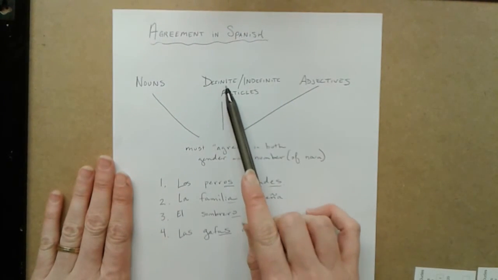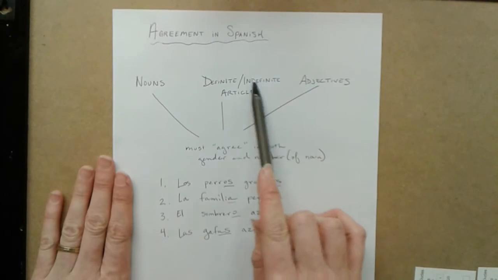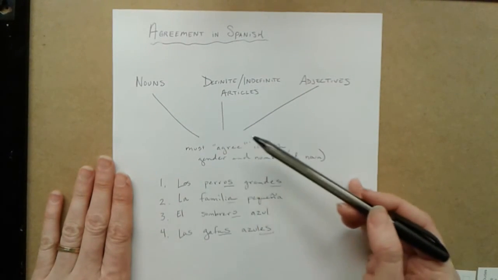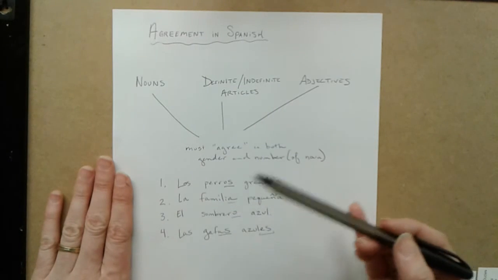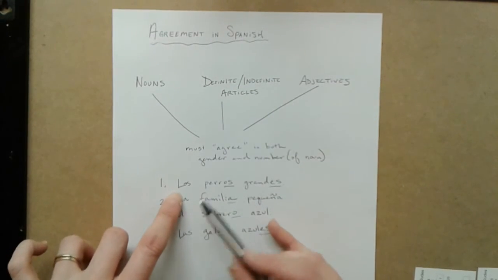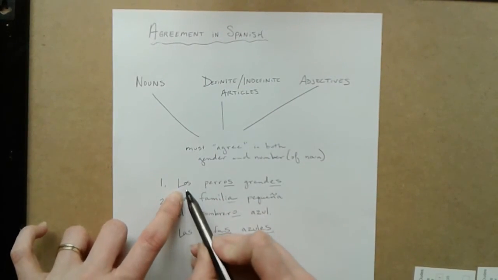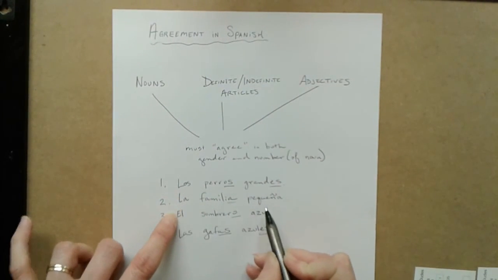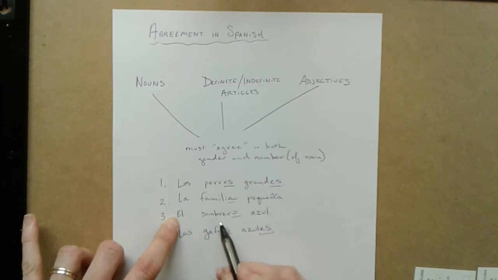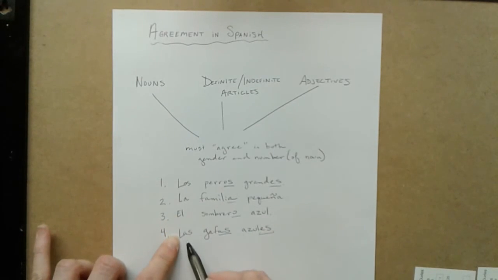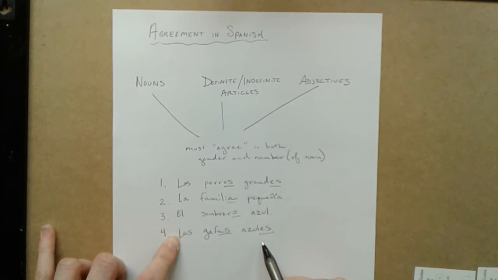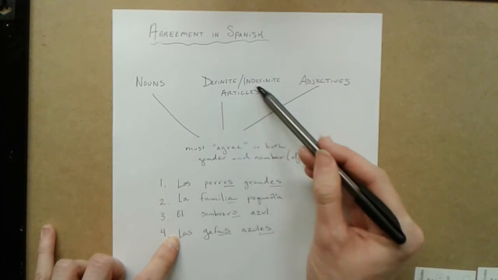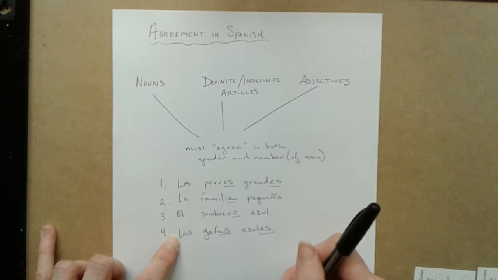And then this is just a quick intro to the agreement. Like I said before, it could be definite or indefinite articles. Indefinite articles is like uno, una, unos, unas. So instead of los perros grandes, you'd say unos perros grandes. Una familia pequeña, un sombrero azul, unas gafas azules. So that's what it would look like. That's the difference between definite and indefinite articles.